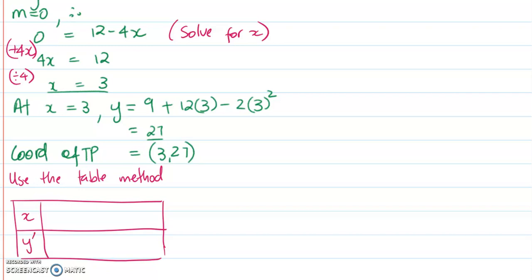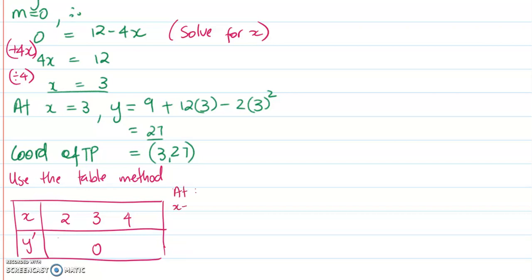Now we know that at x is equal to 3, our gradient is equal to 0. Okay, now to find out what the nature is before 3 and after 3, let's take one value on either side of 3. So we'll take 1 less than 3, which is 2, and we'll take 1 more than 3, which is 4. All we do to find out what we get is substitute these x values into the gradient function.